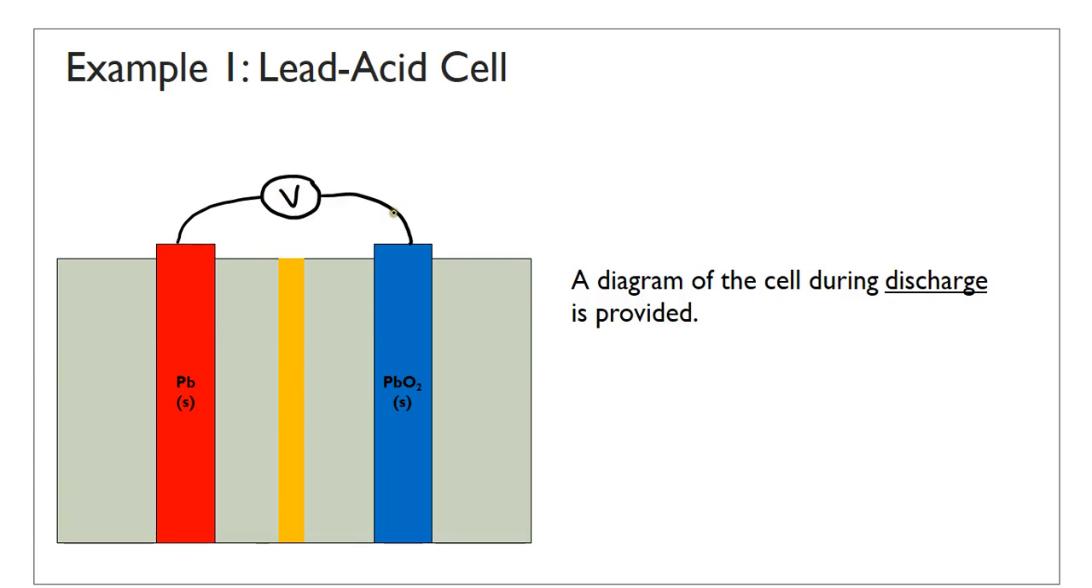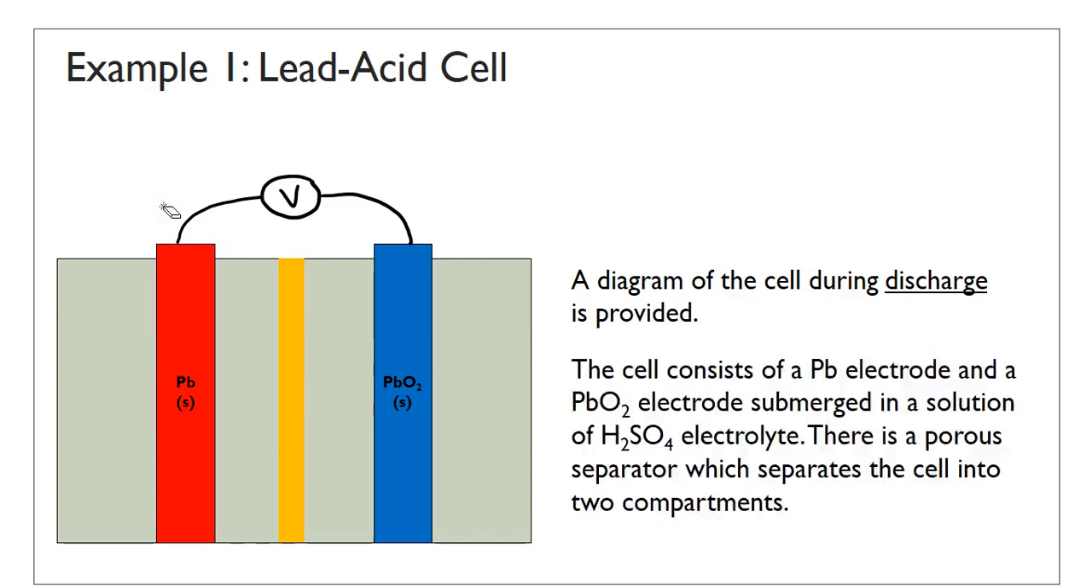Sometimes they don't actually show you this, and they just say it's discharge. And then sometimes you can see an open end on the electrode. It doesn't mean that it's not connected to anything. It just means that they don't show it in that diagram. So this is a discharge diagram. There is no power supply being connected to the electrodes.